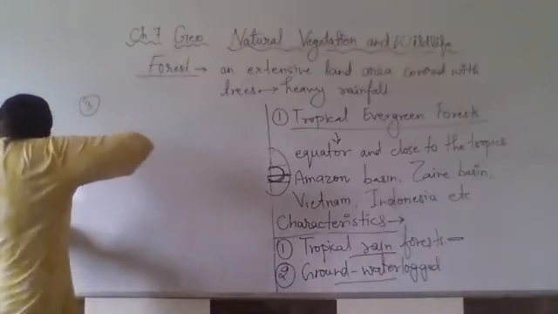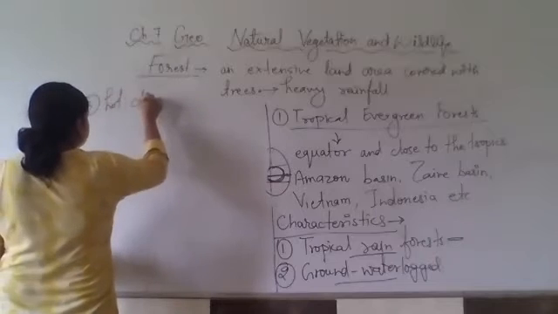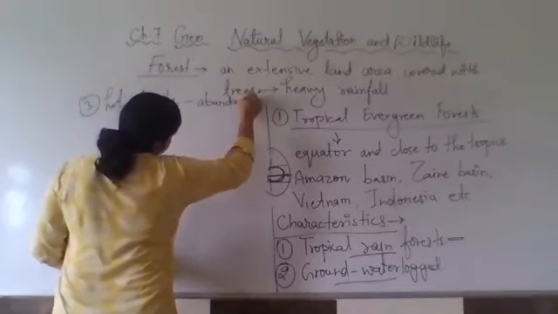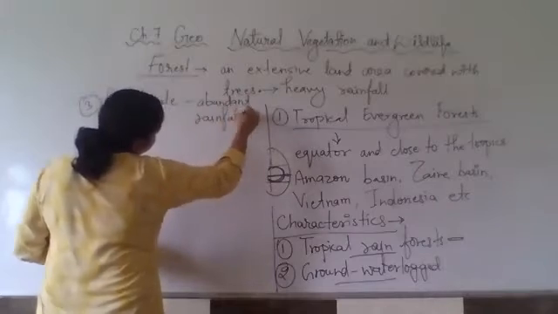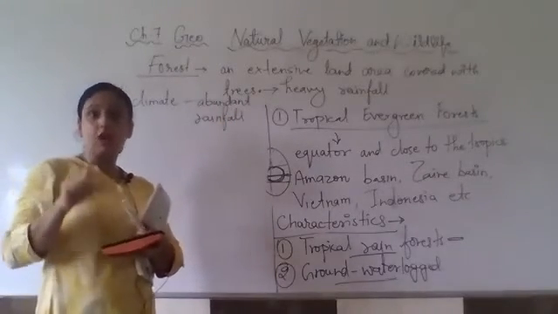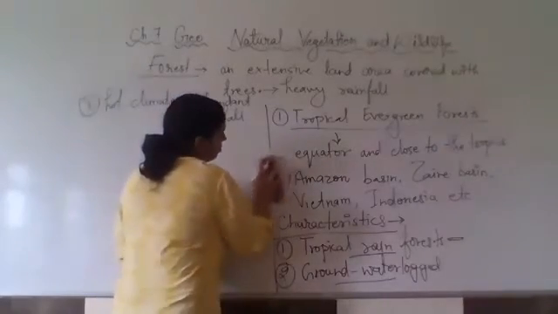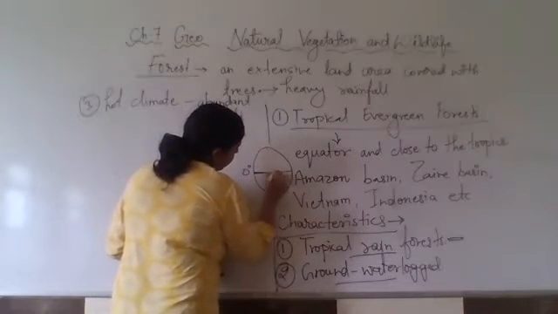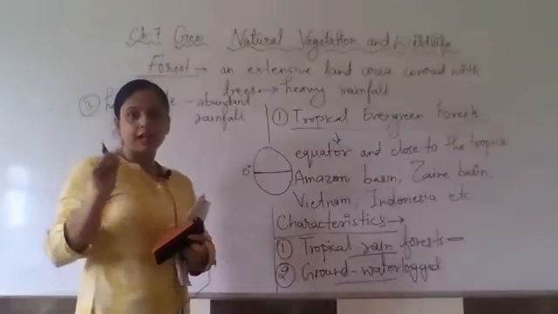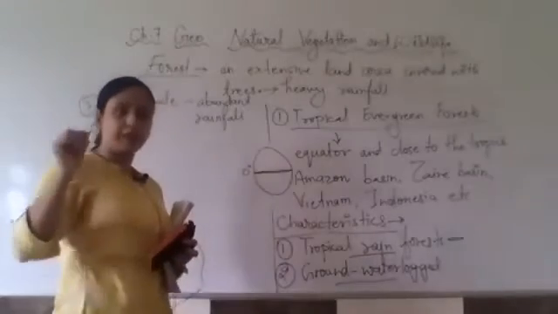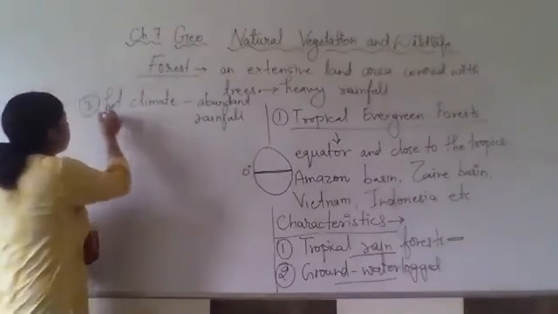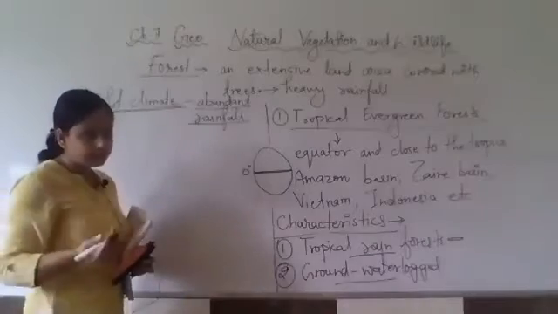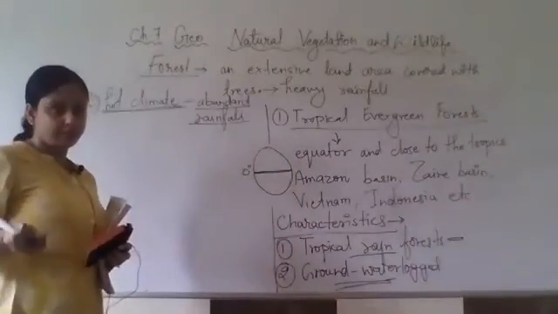Now, if you see, the forest requires hot climate and abundant rainfall, which is already there. Okay, hot climate and abundant rainfall. You have read in the geography that this area is the hottest place on the earth, right? You have already read that equator is the hottest place on the earth. So because of that, they have hot climate and abundant rainfall, and because of that rainfall, the ground is waterlogged every time. Okay.